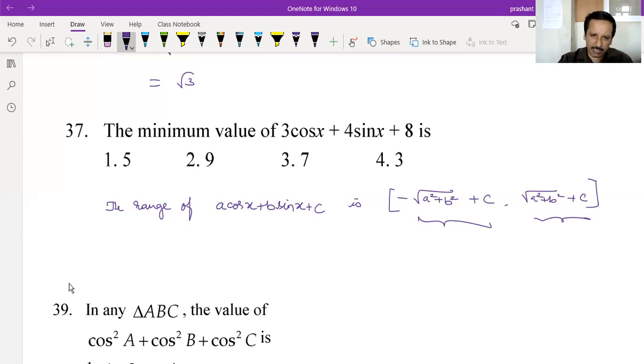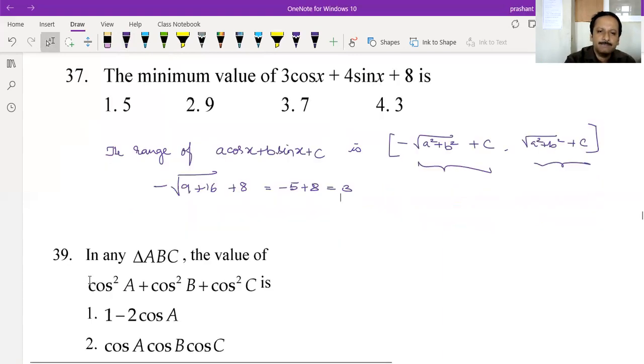Okay, here the question is minimum value. So minus root of a square plus b square, that is 9 plus 16, plus 8. 9 plus 16 is 25, root of 25 is 5, so you're going to get minus 5 plus 8, which is equal to 3, fourth option.